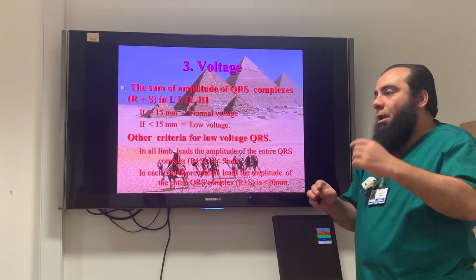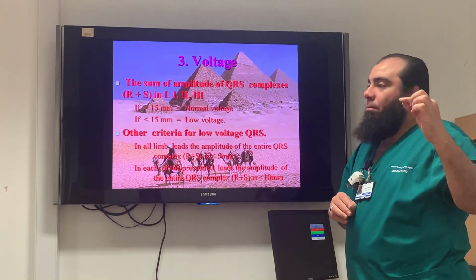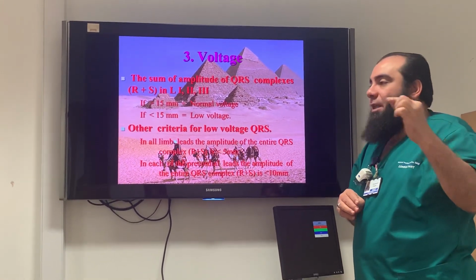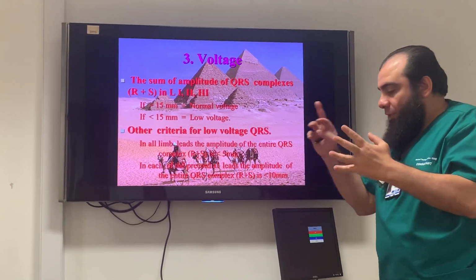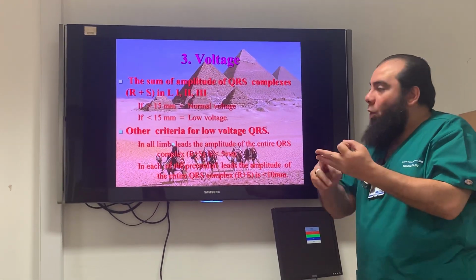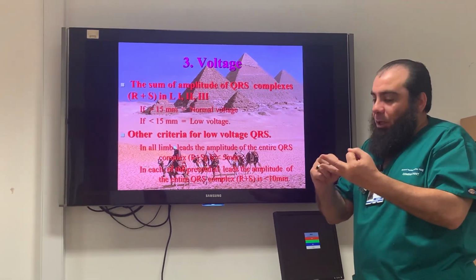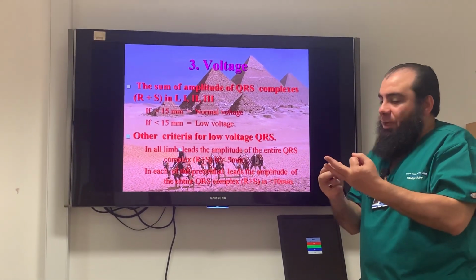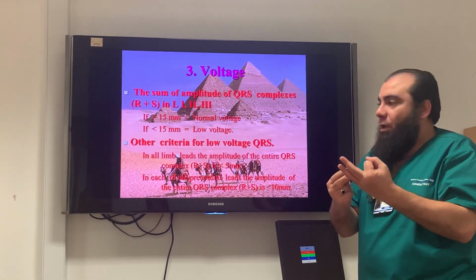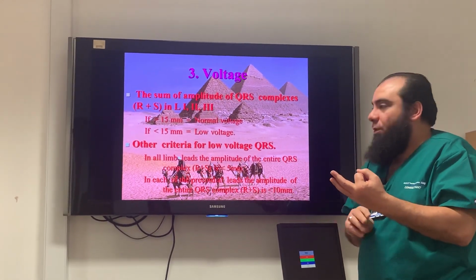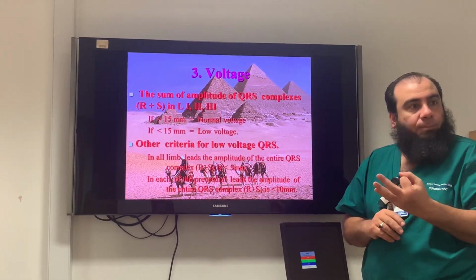Another criterion to think about is the same leads: if all of them are less than 1 big square. It means lead 1, lead 2, lead 3, and each of them, not the sum, each of them less than 5 small squares, it is a low amplitude ECG. Is that okay?